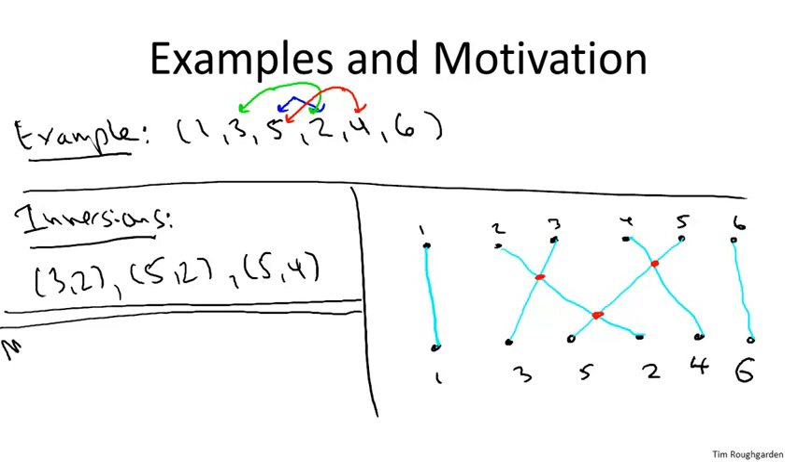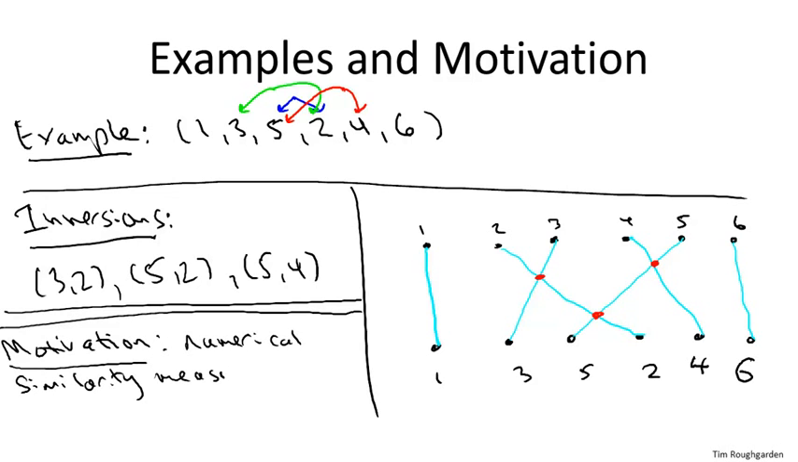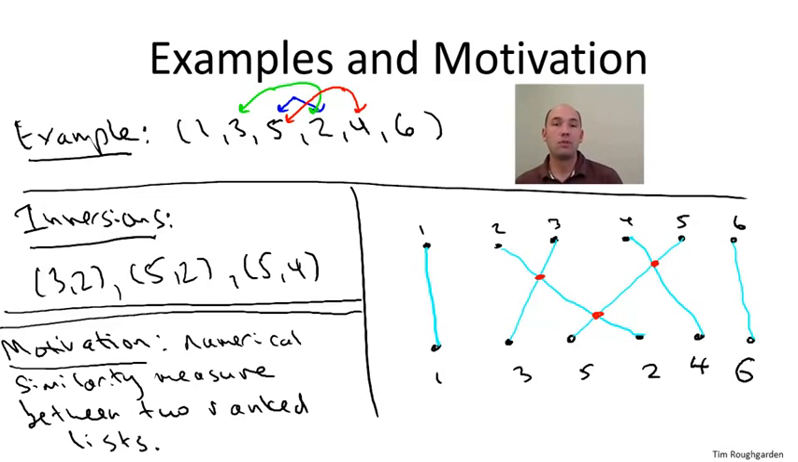Now, why might you want to solve this problem, you might ask? Well, there's a few reasons it comes up, but one would be to have a numerical similarity measure that quantifies how close two different ranked lists are to each other. So for example, suppose I took you and a friend and I identified 10 movies that both of you had seen. And I asked each of you to rank these movies from your most favorite to your least favorite.